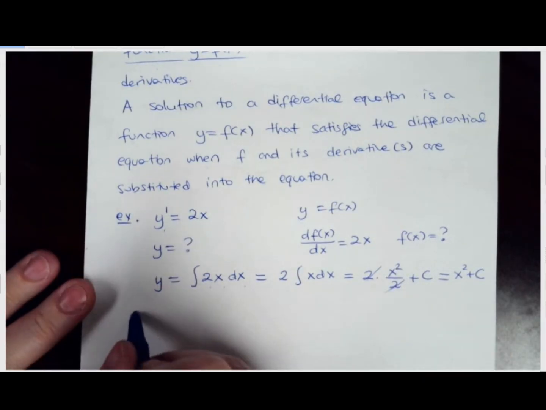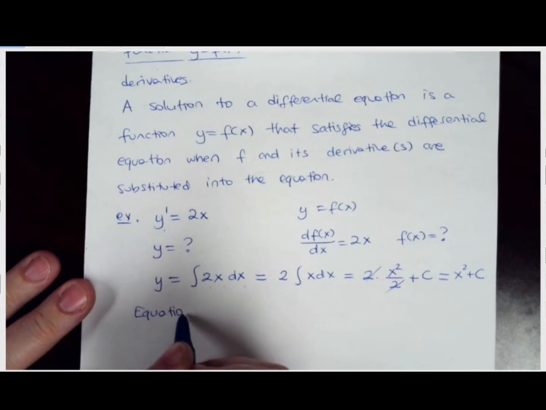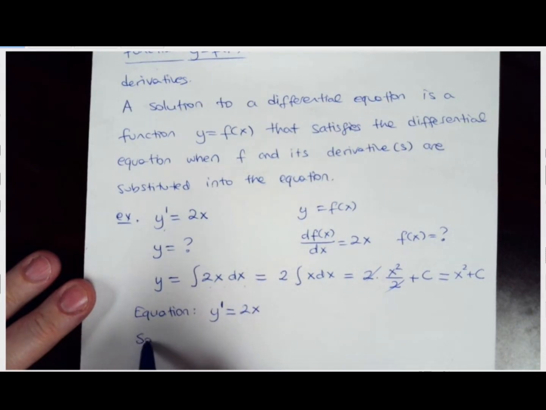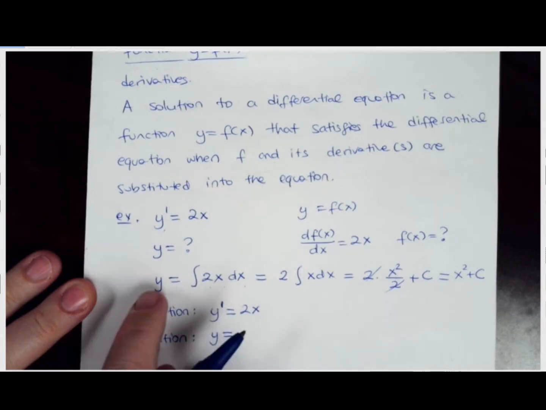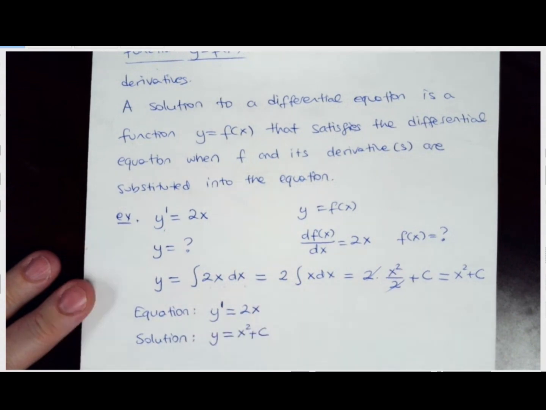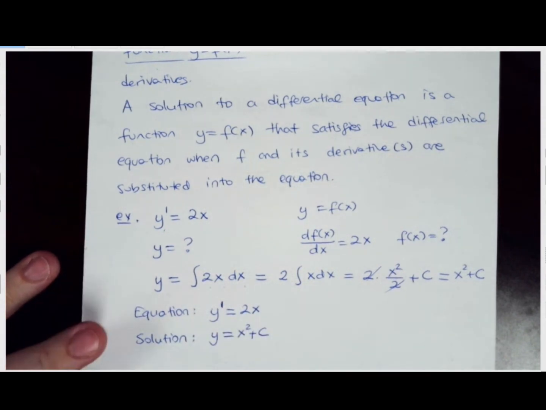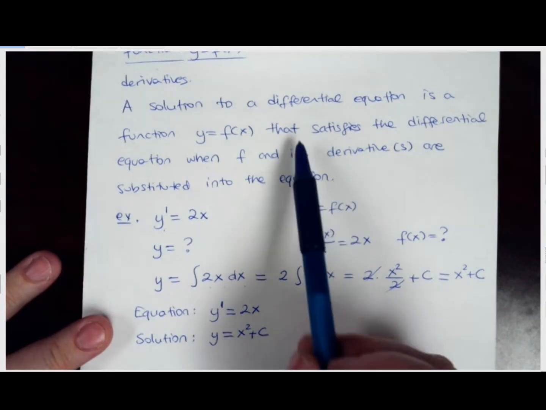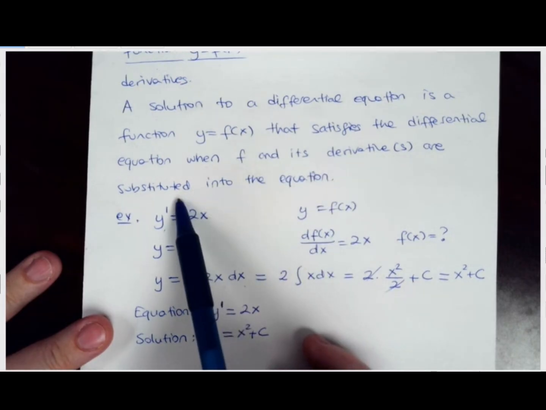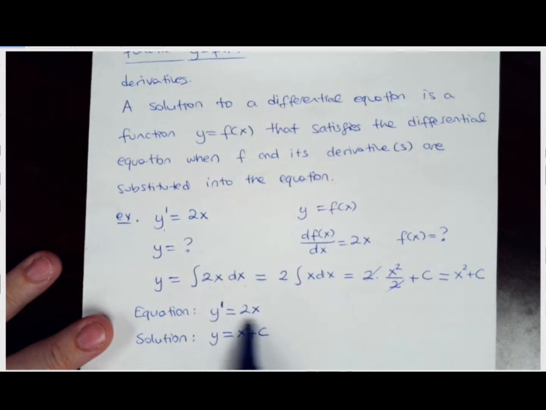Let's write that down. The differential equation tells us that the derivative of a function is 2x, and we find the solution to be that this function y equals x squared plus c. How can we check? So we talked about this. When we substitute the function into this equation, it should be correct. It should satisfy the equation.